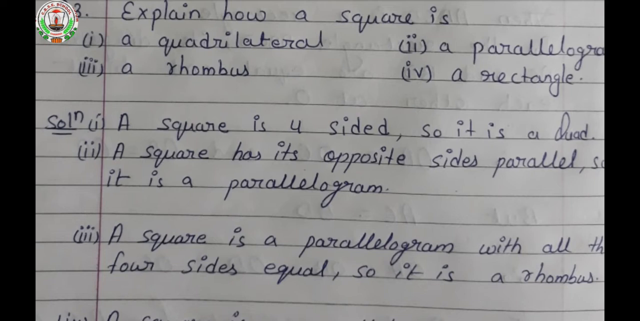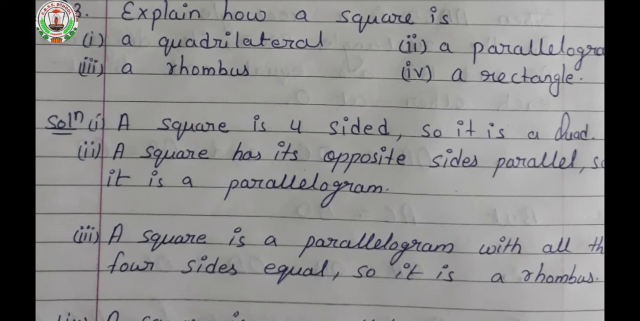So how can we say that a square is a quadrilateral? First we have to know the definition of a quadrilateral. What is a quadrilateral? A four-sided polygon is said to be a quadrilateral, isn't it? And under the classifications of quadrilaterals, a square comes, which is also a four-sided polygon. That's why a square is a quadrilateral with its four sides. So have you understood the first part?